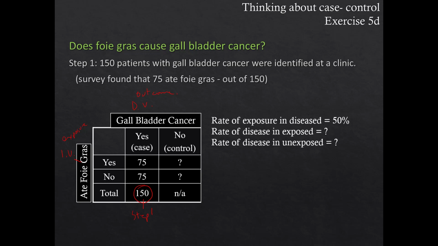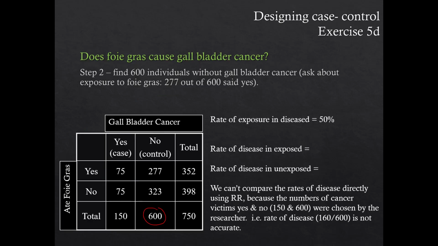But the outcome, this number, we started with that in step 1, right? We started with 150 patients with gallbladder cancer. That's the total of this. But we don't have this. We don't know how many, so we have to go out and get these. In this case, we went out and got 600. So that's step 2, right? Find 600 individuals. And then we asked them about exposure. So we had 277 out of 600 said yes.